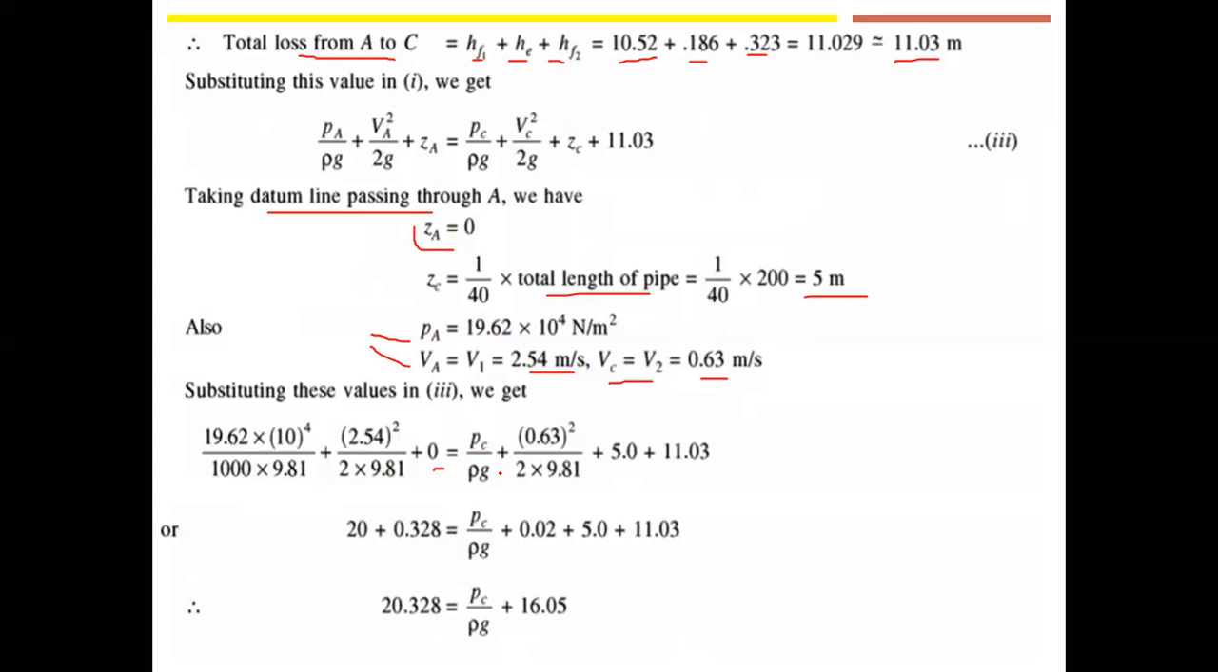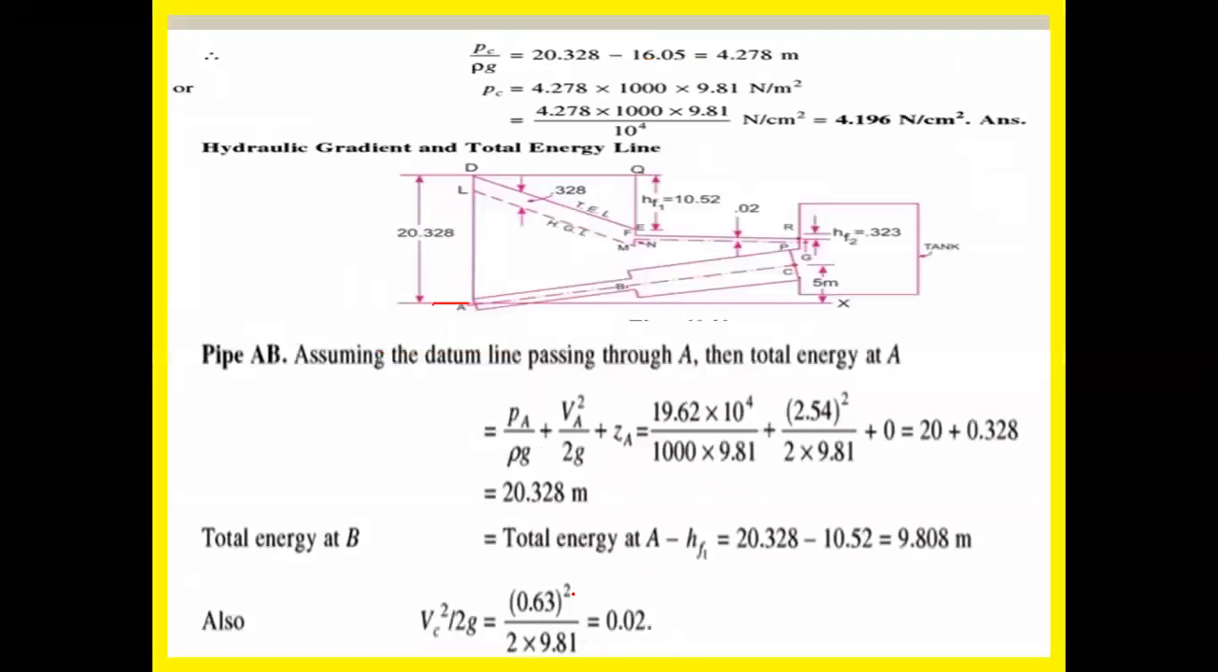We have to find PC by rho G plus 0.63 by 2 into 9.8 plus 5 plus 11.13. ZC value ఎంత? ZC value is 1 by 40 into 200 తీసుకున్నాం కాబట్టి 5 meters. ఆ 5 meters ఇక్కడ సబ్స్టిట్యూట్ చేసాము, లాస్ ఆఫ్ AC కనుక్కున్నాము. Now after substituting the values like this finally, we are getting PC by rho G is equals to this minus this. Therefore, PC by rho G is equal to 4.2. Therefore, PC is equals to 4.2 into 1000 into 9.81, that is equal to 4.196 Newton per centimeter square.